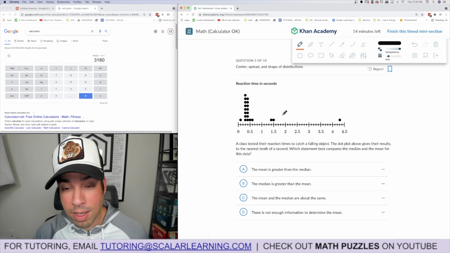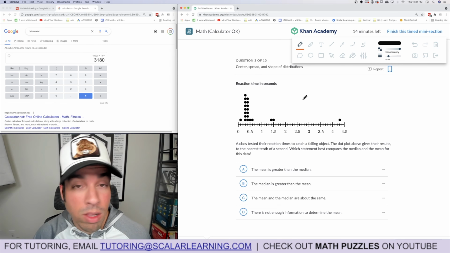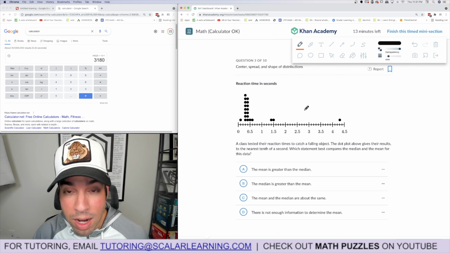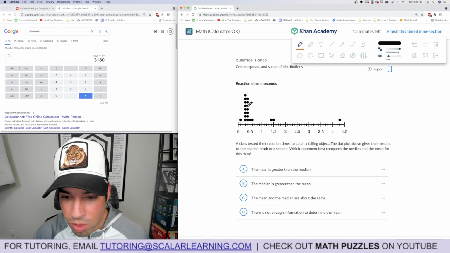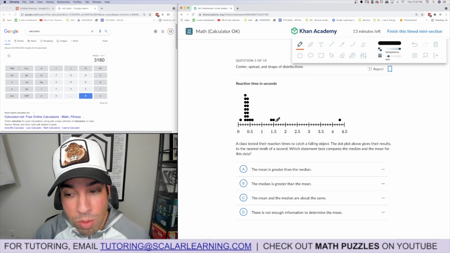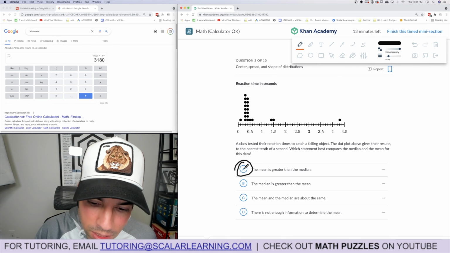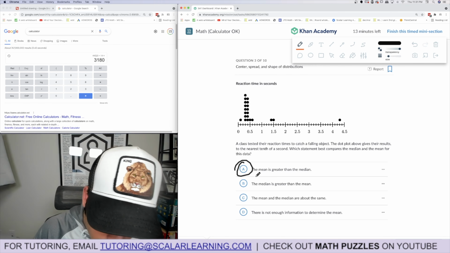Look, here's the main thing. You got outliers, and I know the outlier impacts the mean. So the mean's obviously going to be higher than the median. The median's going to be somewhere in here, and the mean will probably be out here. We don't need to calculate it. The mean's definitely greater than the median.